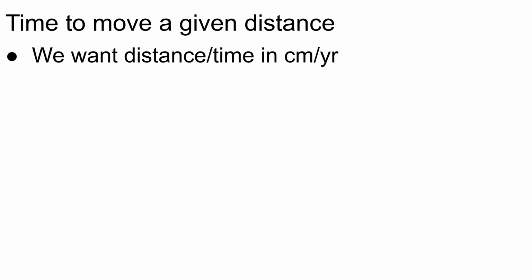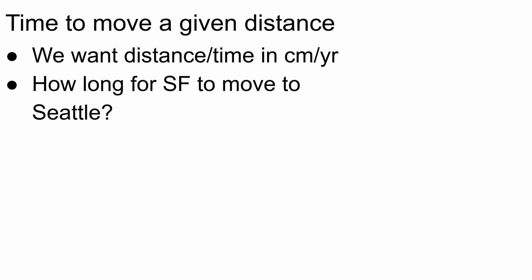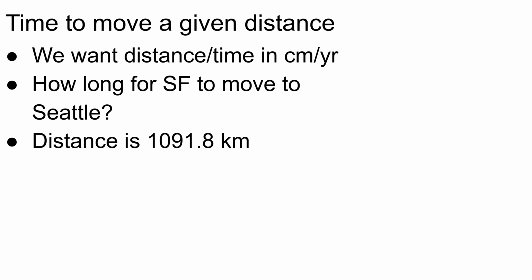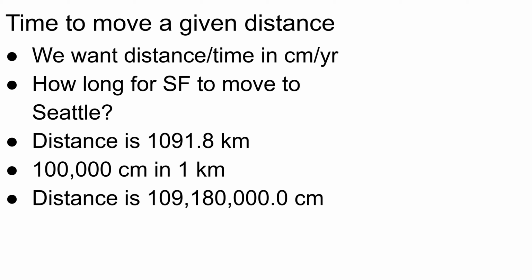Time to move a given distance. We want the distance per time in centimeters per year. How long for San Francisco to move to Seattle? So San Francisco is on the Pacific Plate, and the Pacific Plate is moving to the northwest. The distance is 1,091.8 kilometers. There are just some convenient numbers for you: 100,000 centimeters in 1 kilometer. So I would take that distance and drop it into the unit converter's website, and you'd end up with 109,180,000 centimeters.